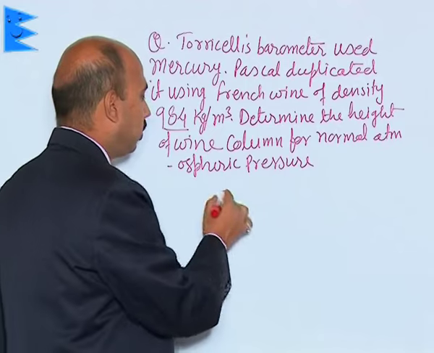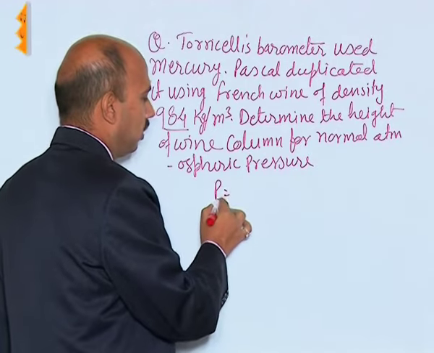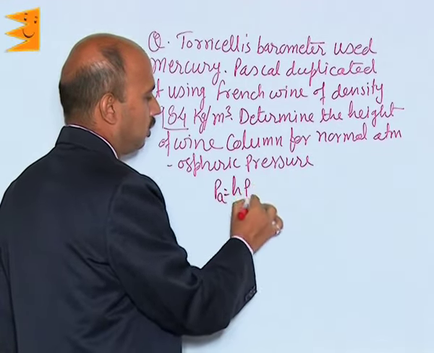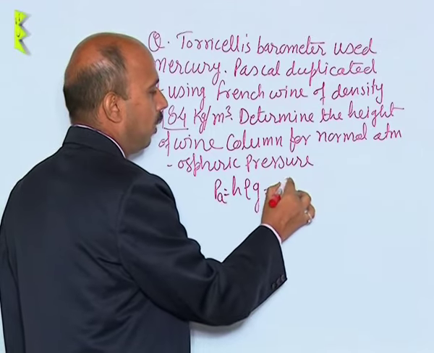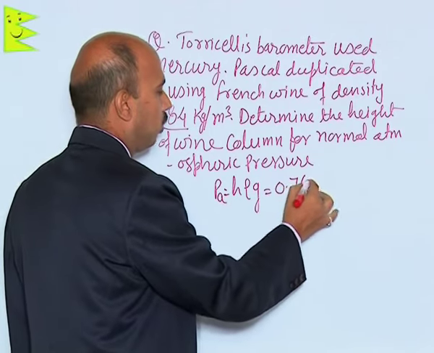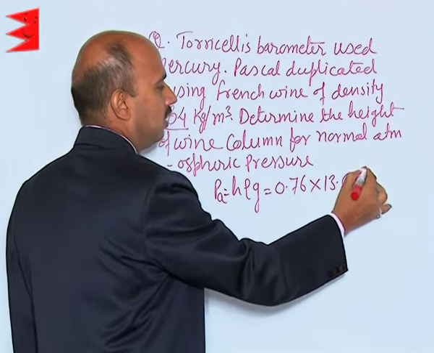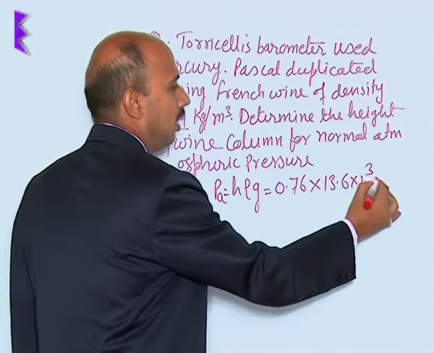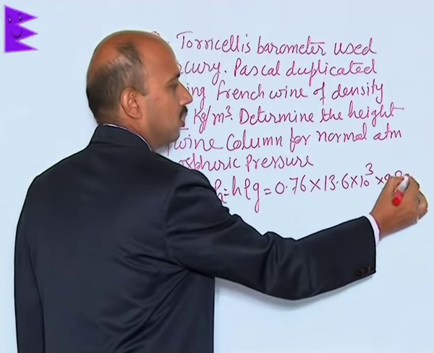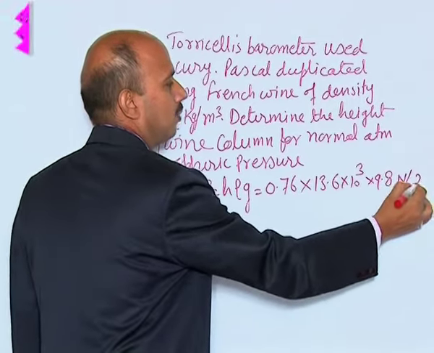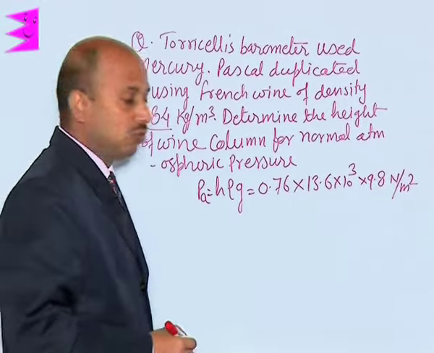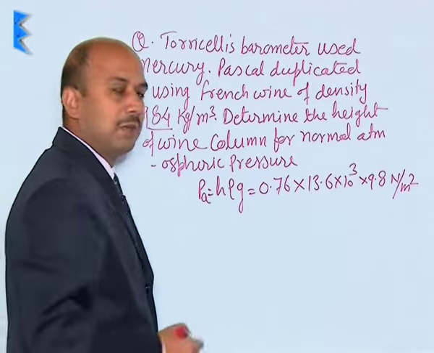Normal atmospheric pressure Pa is equal to h rho g, that is 0.76 meter of mercury column into density of mercury, that is 13.6 into 10 raised to power 3, into 9.8 Newton per meter square. So this is the normal atmospheric pressure.